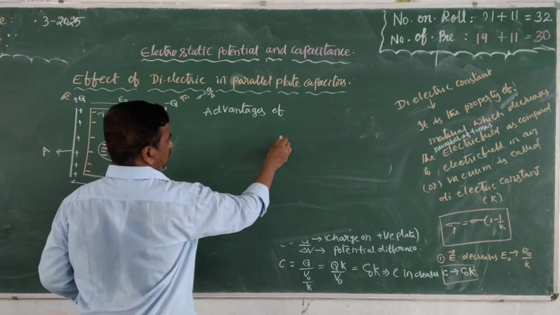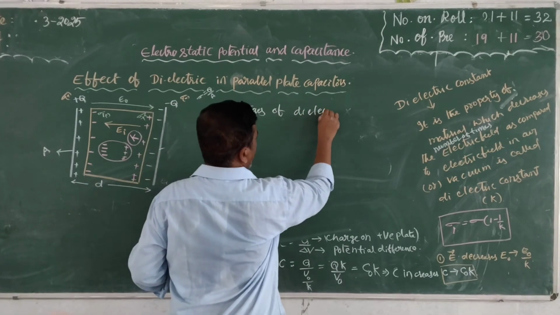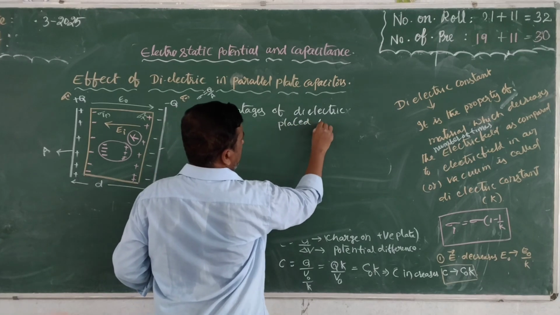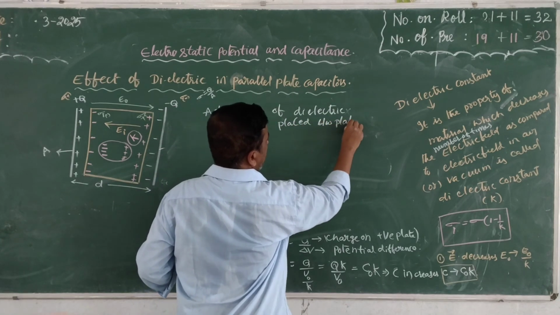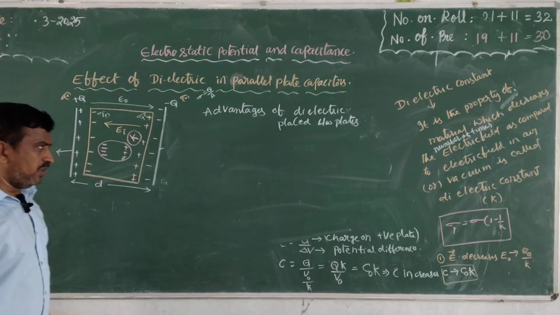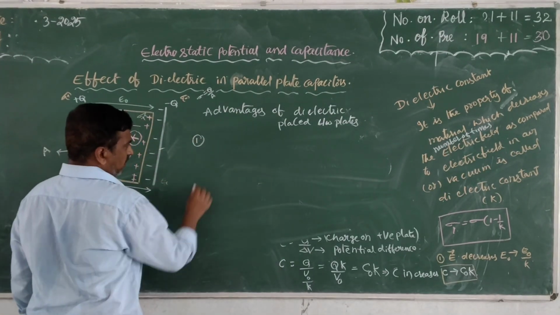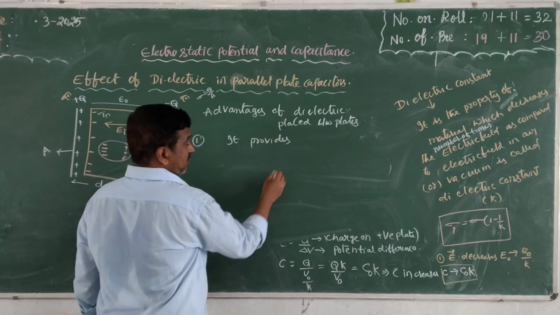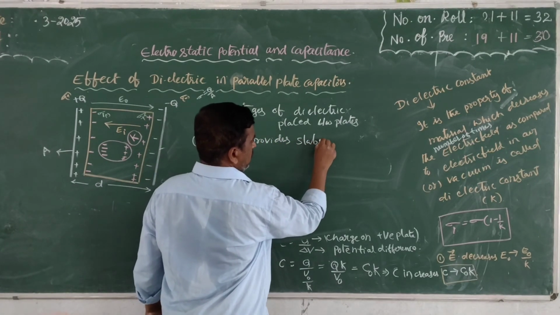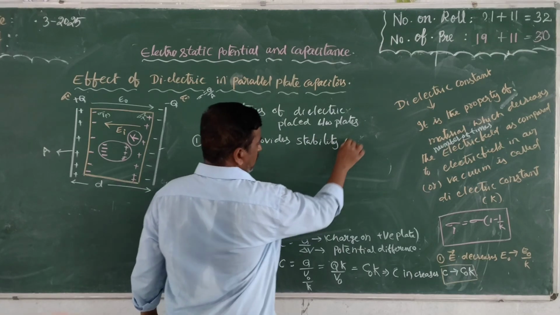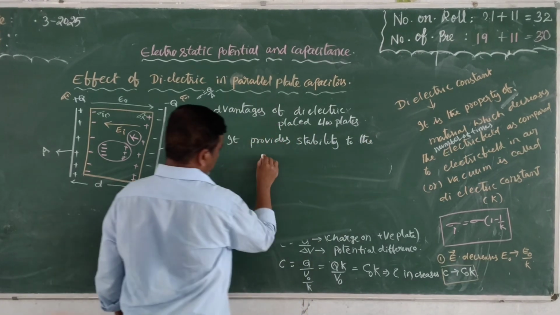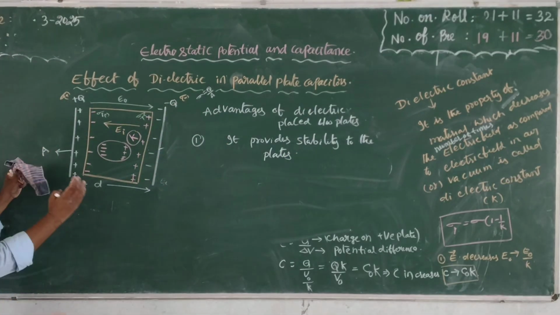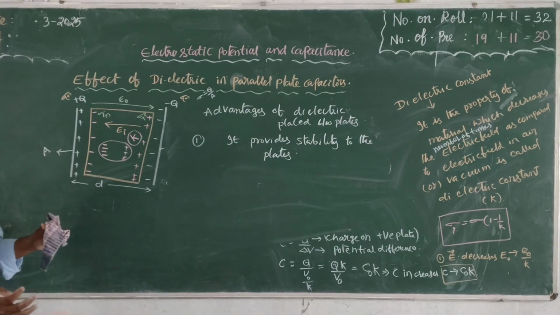Advantages of dielectric placed between plates. What is the first advantage? It provides stability to the plates. Whenever dielectric is placed between the plates, it gives stability to the plates.